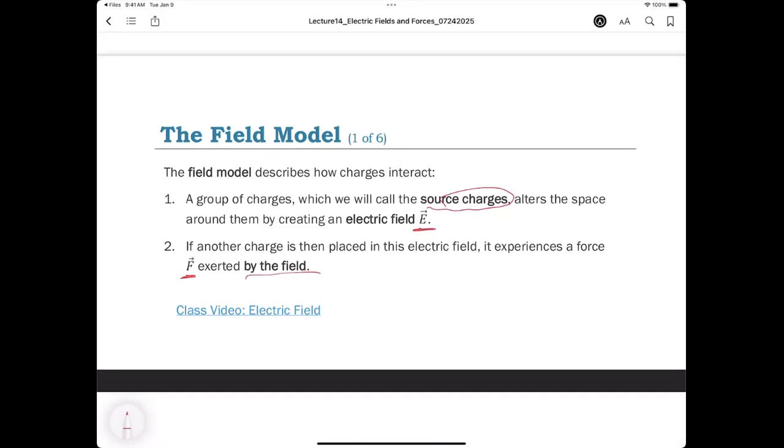When some source charges form an electric field, and you put another charge in this electric field, this charge will experience a force exerted by the field. That makes sense to you. There is also a video you can check later.